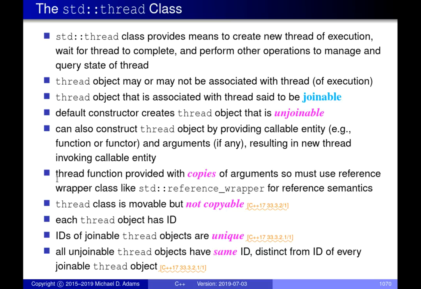The arguments that you provide for a thread are always propagated by copying. So if you want to actually pass things by reference, there's something called reference wrapper in the standard library. It's just a type that wraps another type, but makes it behave as if it's a reference. This is what you would need to use if you wanted to pass some parameters to a thread function by reference.